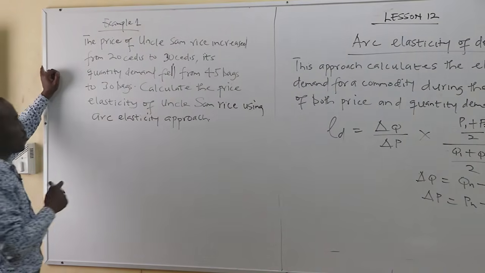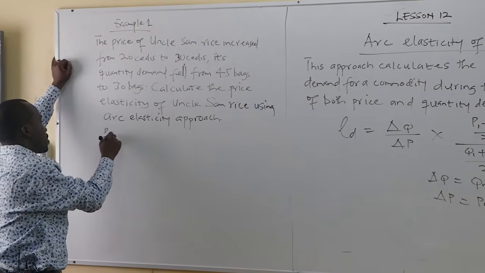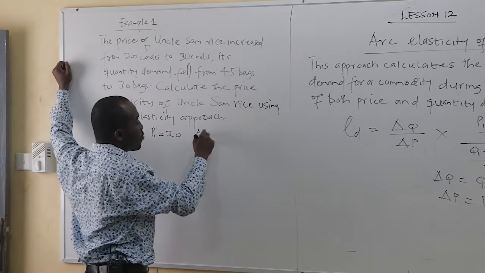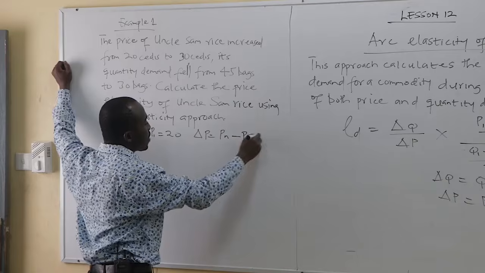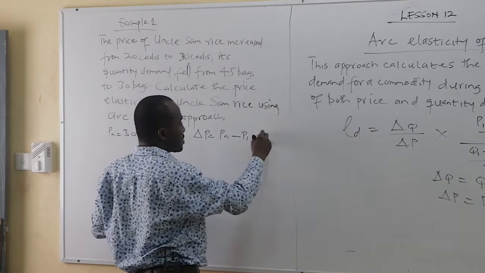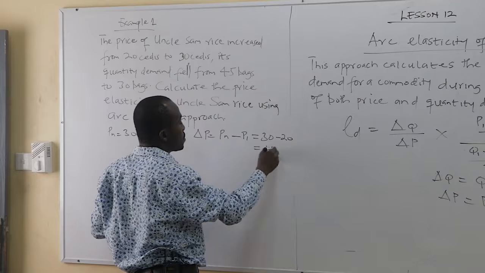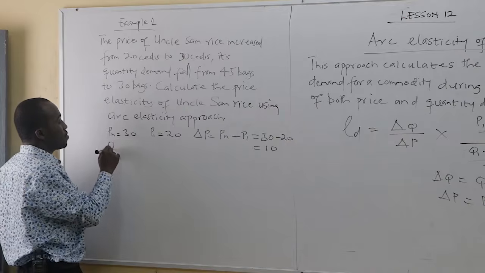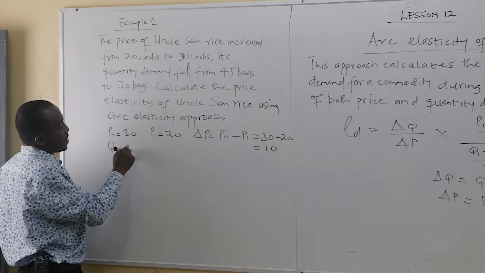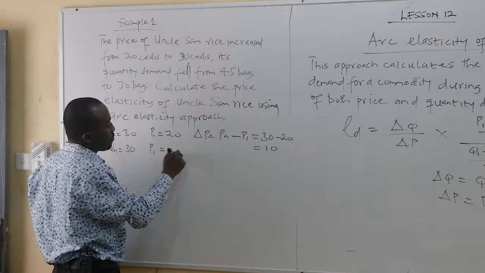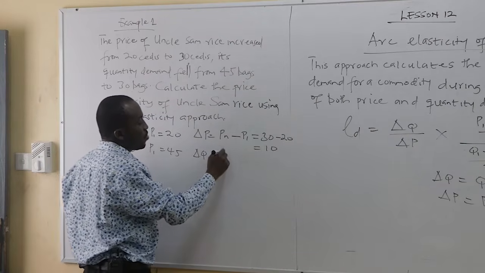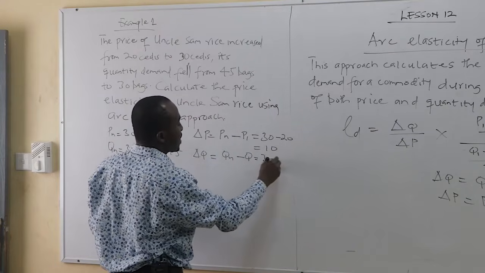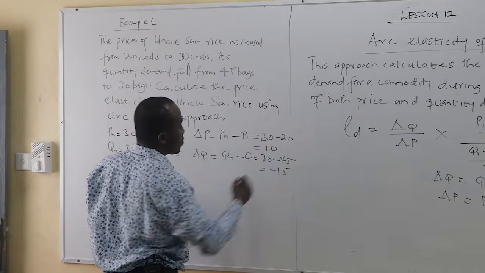So here we know that the new price is 30. The initial price is 20. What's the change in price? The new price minus initial price, which is 30 minus 20. That gives you 10. What about the new quantity? The new quantity is 30. The initial quantity is 45. Therefore, the change in quantity is the new quantity minus initial quantity, which is 30 minus 45, which gives you negative 15.